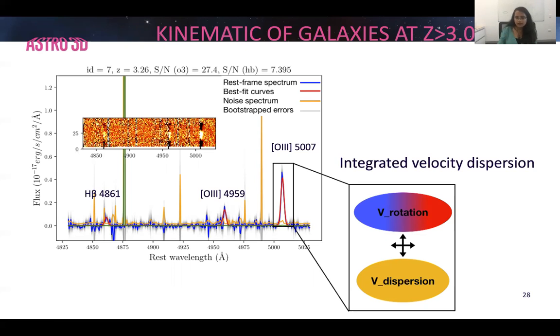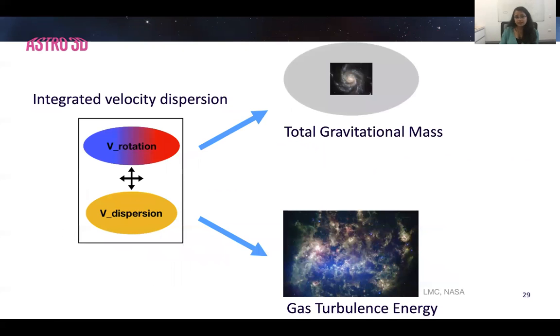So we estimate this integrated velocity dispersion, which is the width of this [O III] 5007 emission line, for all of our MOSEL galaxies, and compare how this integrated velocity dispersion looks with respect to other samples. Why are we focusing on this integrated velocity dispersion? Because these two components are really important. The overall rotation velocity can tell us about the total gravitational mass within the galaxy, and the intrinsic velocity dispersion gives us a handle on the total amount of turbulent energy in the gas.